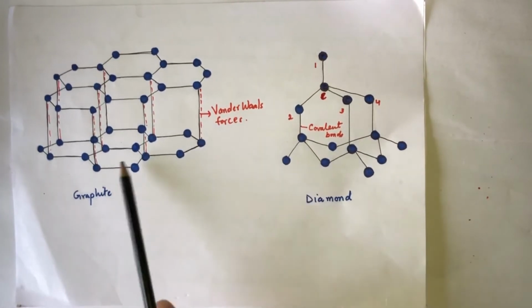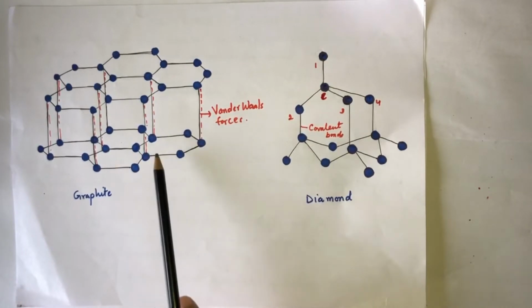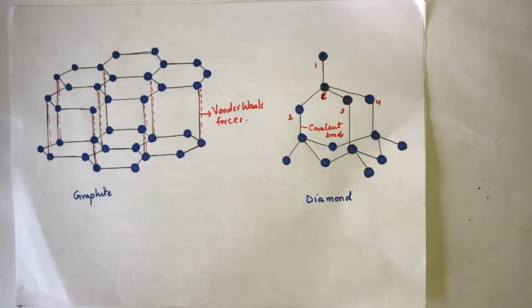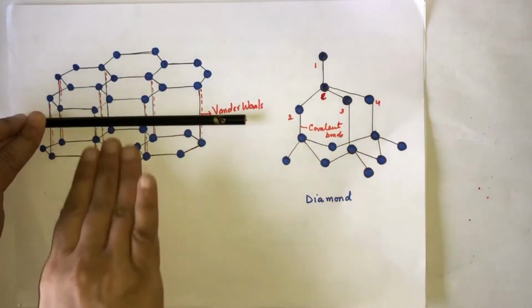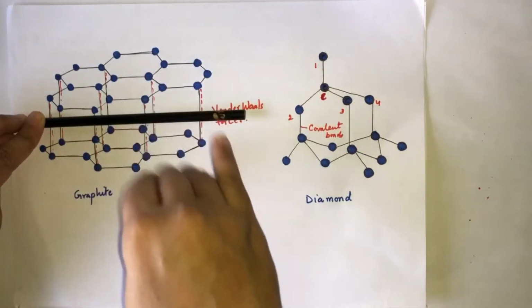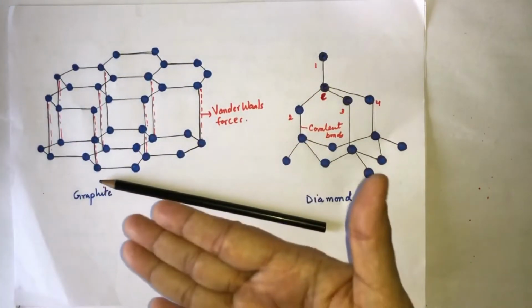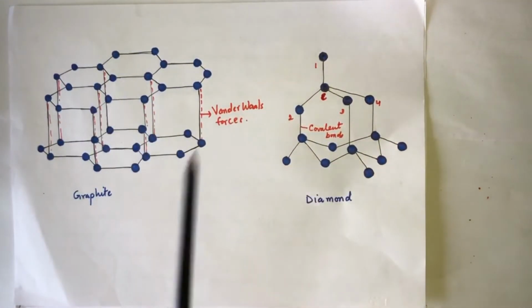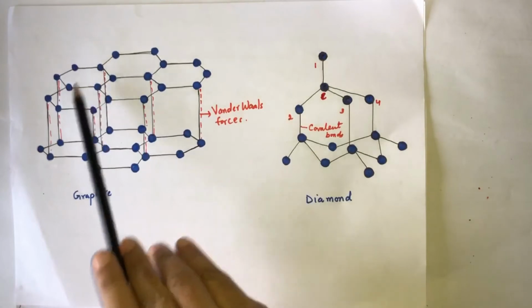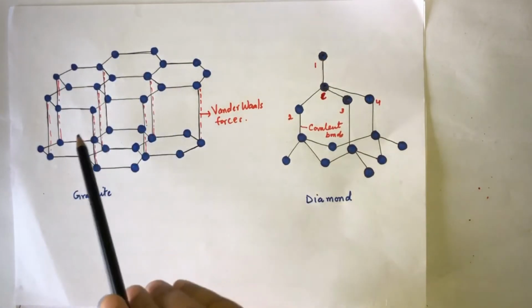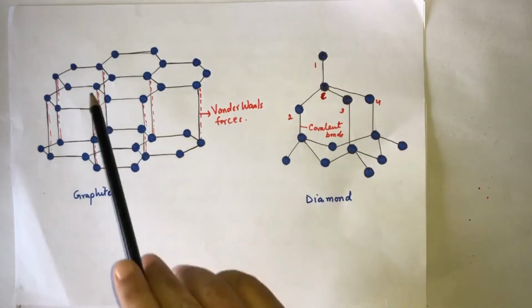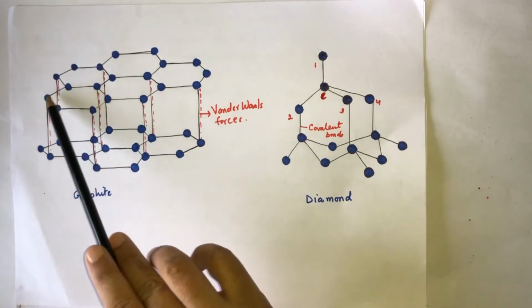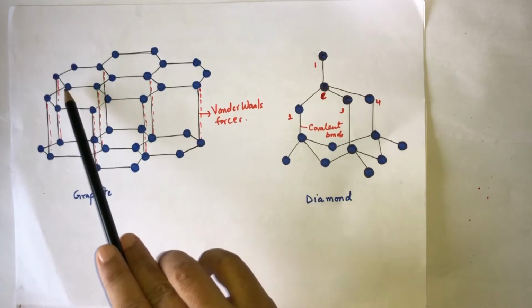But in case of graphite, what is happening? See, you can see 2 layers over here. One layer is here and another layer is here. You can just take them as 2 layers like this. In this layer you can see hexagonal structures. Each layer consists of hexagonal structures. Now in these hexagonal structures, each carbon is connected to 3 carbons.